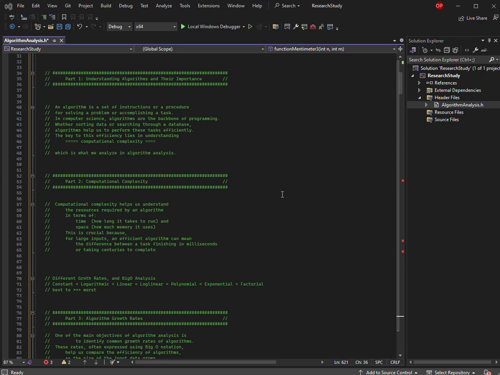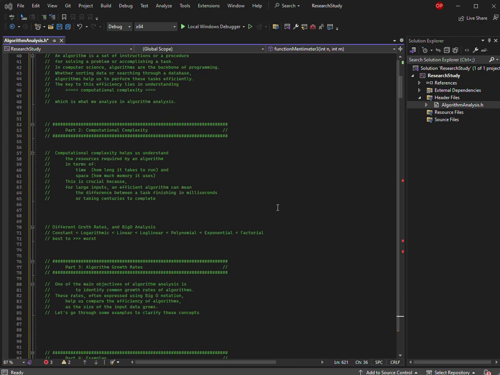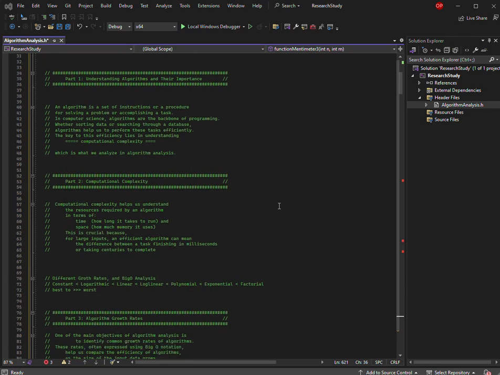1 through 3, we are going to look at the definitions and conceptual understanding. And then in part 4, we will look at some examples. So, understanding algorithms and their importance. What is an algorithm, firstly? An algorithm is a set of instructions or a procedure for solving a problem or accomplishing a task. In computer science, algorithms are the backbone of programming. Whether sorting data or searching through a database, algorithms help us to perform these tasks efficiently.